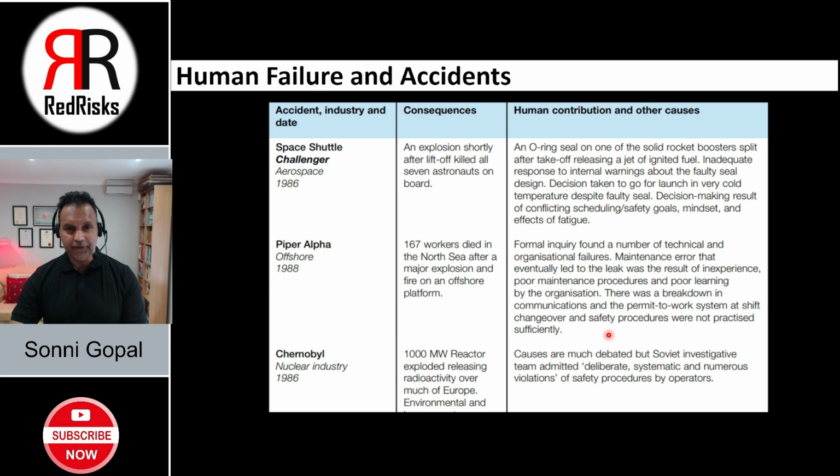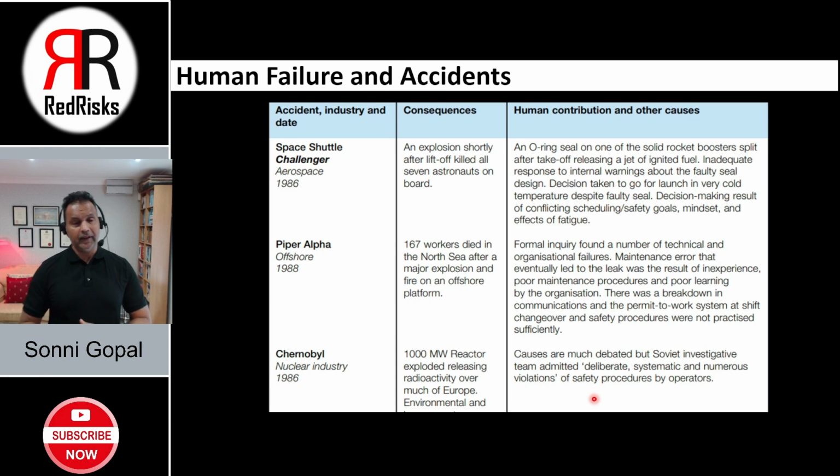The last one on this list for now is, of course, Chernobyl. There's a Netflix film on this if you want to find out some more details. A 1,000 megawatt reactor exploded. The causes are much debated, but the Soviet investigation team admitted deliberate, systematic, and numerous violations of safety procedures by operators.